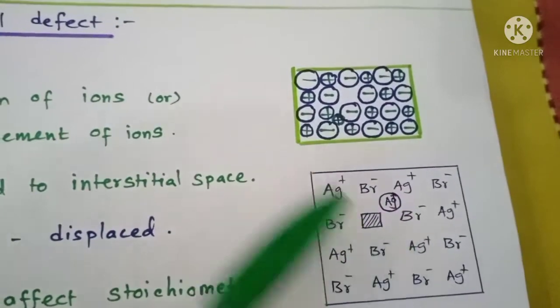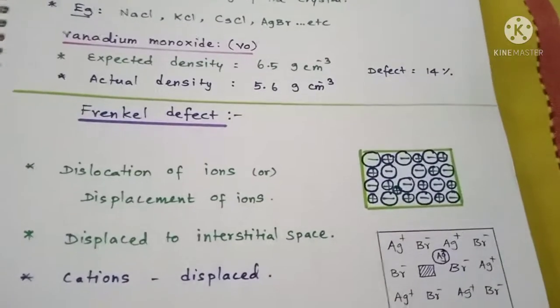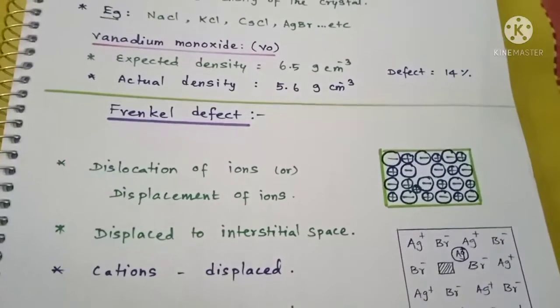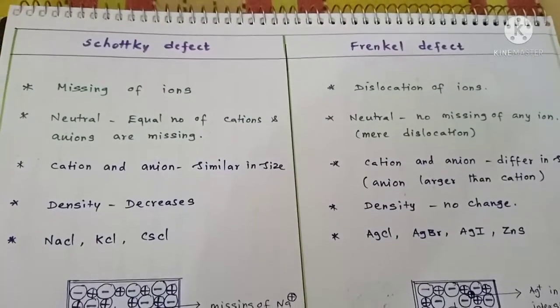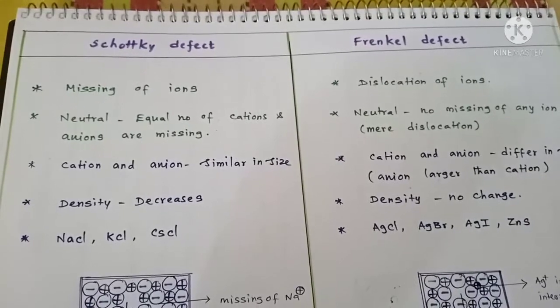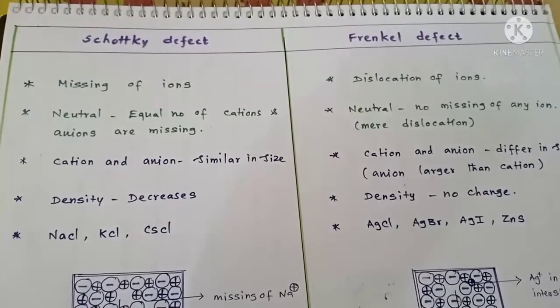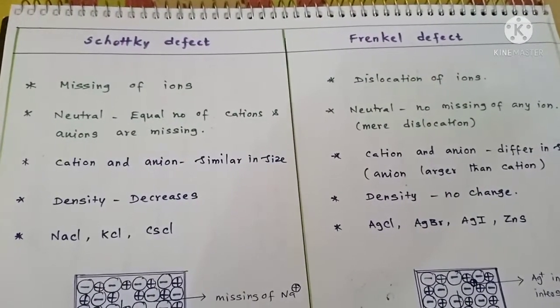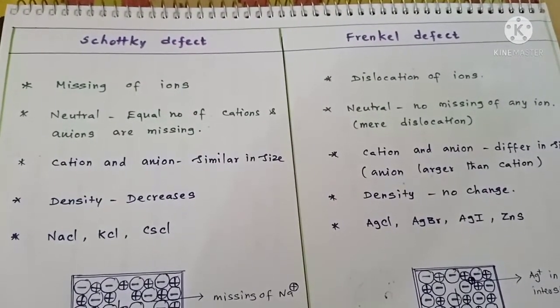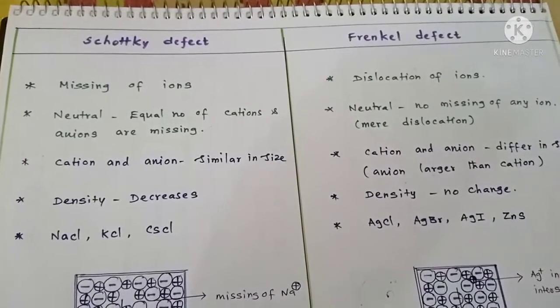So this is about the two different stoichiometric defects you have in ionic crystals. I hope you understood. Let us compare Schottky and Frenkel defect so that you can easily remember the points. Schottky defect is due to missing of ions from the lattice point, what you call lattice vacancy, isn't it? Whereas Frenkel defect is due to dislocation, displacement of an ion from the lattice point.